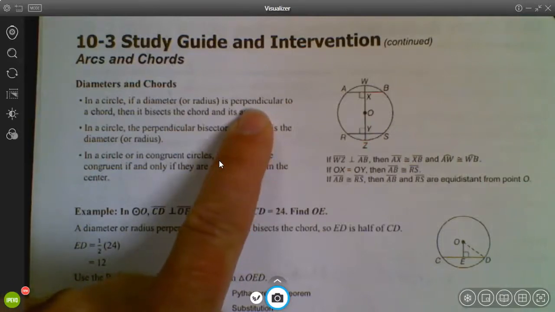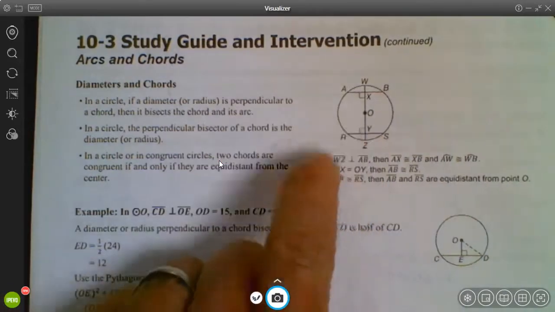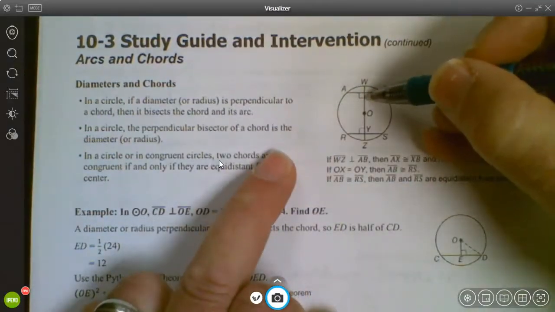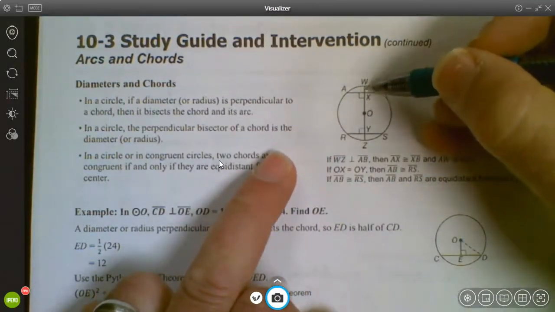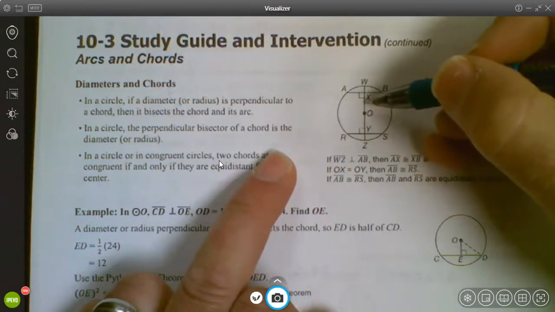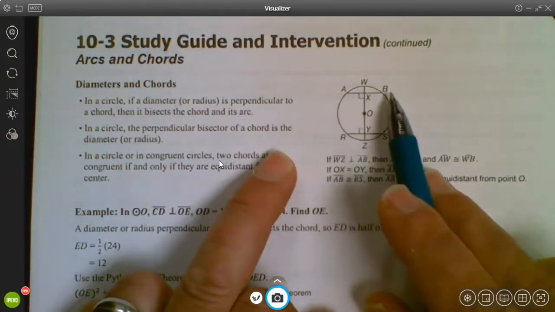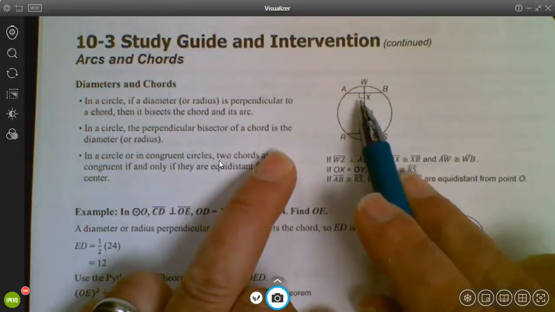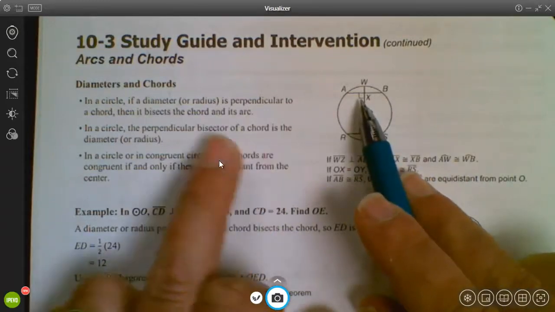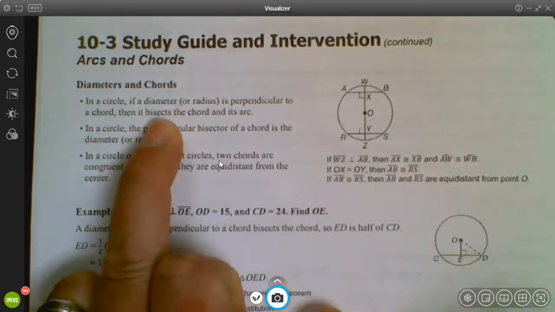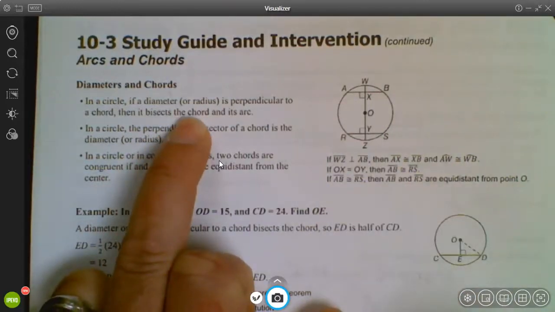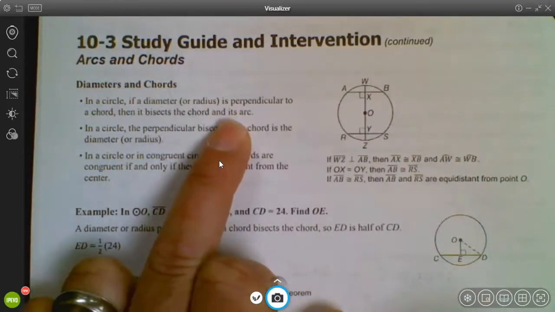So in the circle, if a diameter or radius is, here's the key, perpendicular to a chord. So if you look at this drawing, you can see that here is a radius, OW is a radius. And they are telling me that it is perpendicular to chord AB. All right, we can see by the right angle mark right there. So when that happens, here's the result. It bisects the chord, and it bisects the arc. Remember what bisects means?